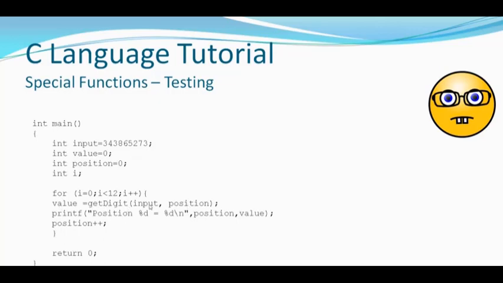We call the getDigit function, we provide the input, we provide the position. The position starts off being 0. Then we're going to print this value as position and whatever the position is, and then equals the return value, and then just a next line escape character. Then we assign the position and the value. Once this is completed, we increment the position so that we can basically test what happens at position 0, what happens at position 1, what happens at position 2, what happens at position 3, and so on. So let's look at the results of this test.